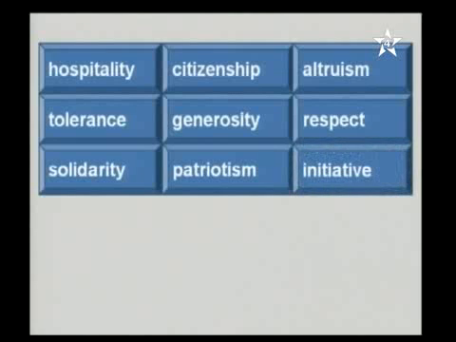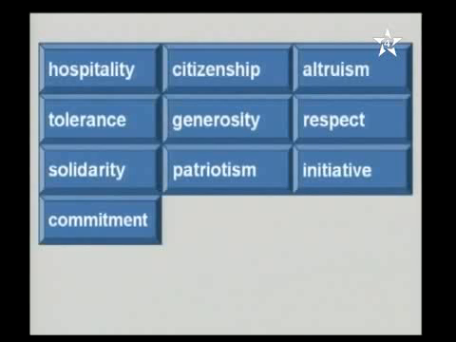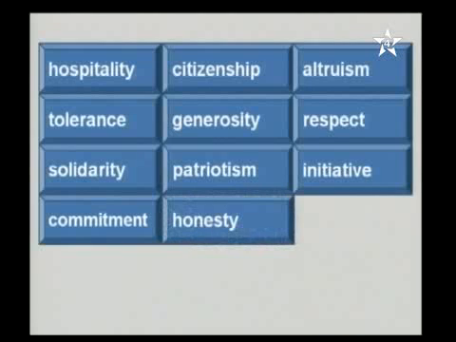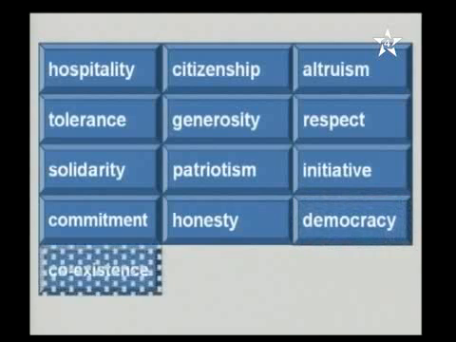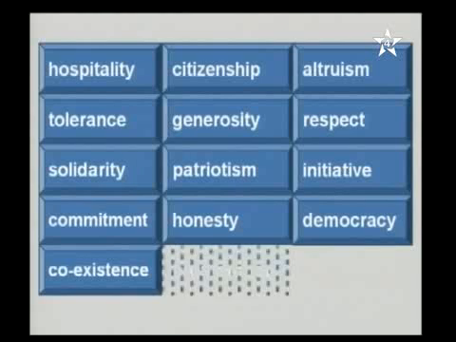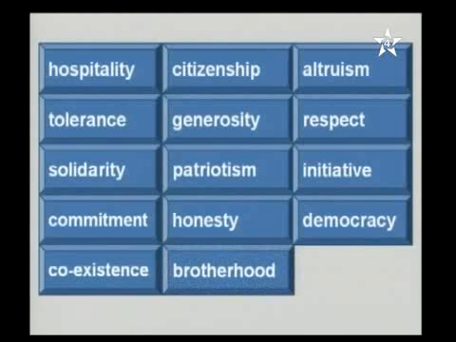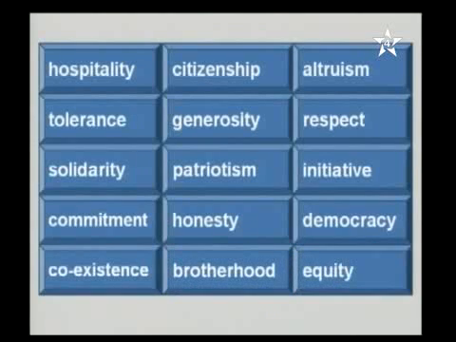Initiative. Good. Yes. Commitment. Yeah. Honesty. That is to say, the value of telling the truth. Being honest, that is to say, always tell the truth. Yes, democracy. Good. Coexistence. Good. Fine. Brotherhood. Yes, it comes from the word brother. Yes, and equity. That is justice. Okay, let me read this again. Hospitality, tolerance, solidarity, commitment, coexistence, citizenship, generosity, patriotism, honesty, brotherhood, altruism, respect, initiative, democracy, equity. Good.